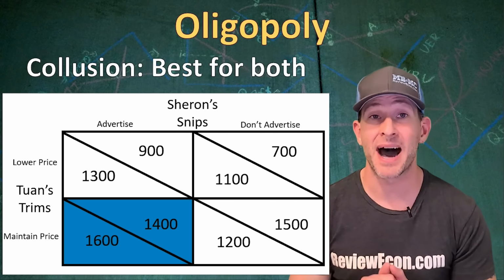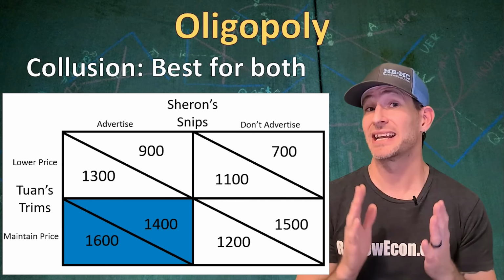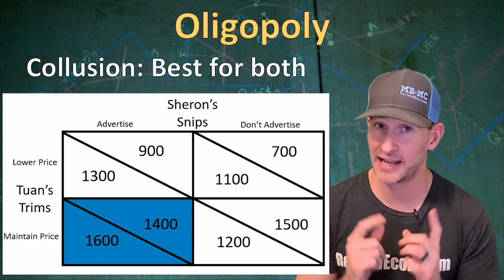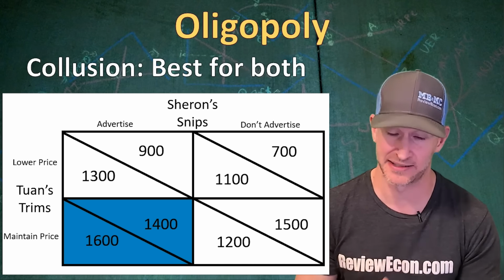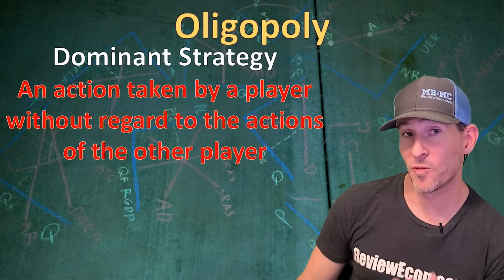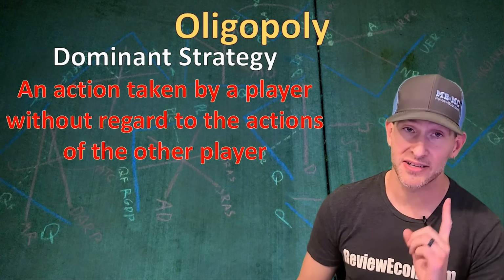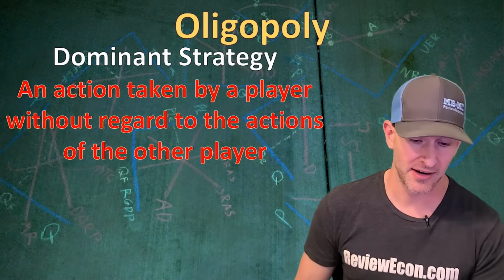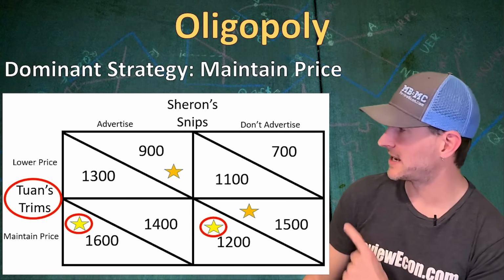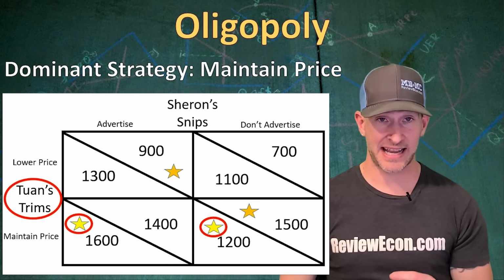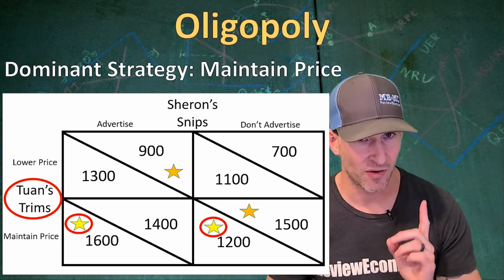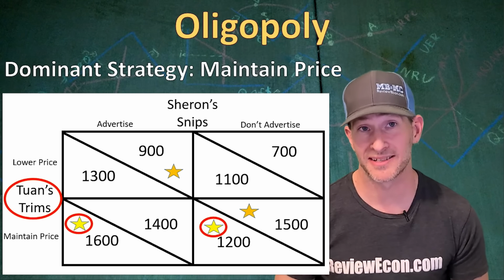It's the highest combined profit for both firms. They're actually acting like a monopoly here, doing what's best for both of them combined. A dominant strategy is a strategy that one player will take regardless of the actions of the other player. In this case here, Tuan's Trims has a dominant strategy of maintaining price because that is what they are going to do regardless of what Sharon Snips does.